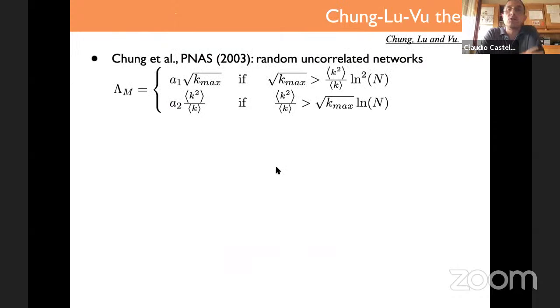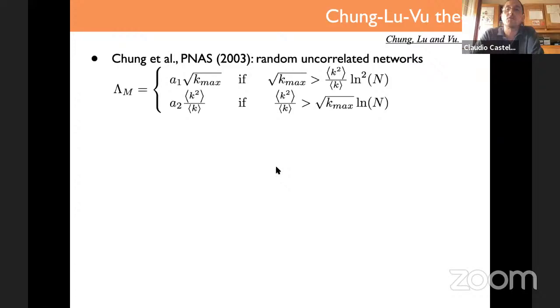Okay, so if you give me the adjacency matrix of a network, it would be useful to be able to say, without computing it, how big is the largest eigenvalue of such a network. And almost 20 years ago, there was a very important result by Chung, Lu and Wu, which made exact and rigorous predictions for random and correlated networks.